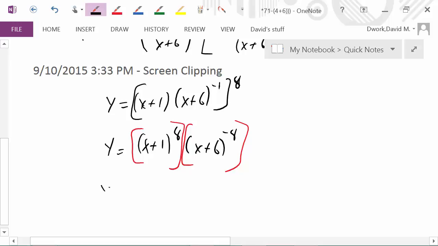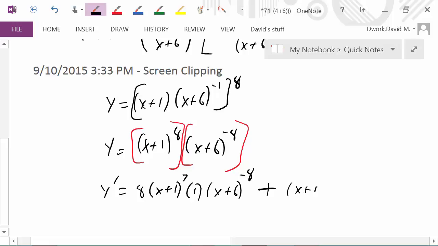There we go. And so now when we do our derivative, we're going to say, okay, what's the derivative of the first thing? That's 8 times x plus 1 raised to the 7th. Then do the derivative of the inside, so that's 1. Then leave the other factor alone, so that's x plus 6 raised to the -8th. Then plus, now leave your first factor alone, so that's x plus 1 raised to the 8th, times, now the derivative of the other one, so bring the -8 out to the front.